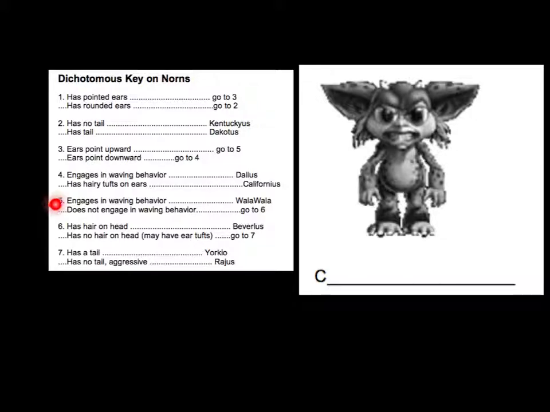Engages in waving behavior, does not engage in waving behavior. Is it waving? Nope. So what step do we go to? Go to 6. Has hair on head, does not have hair on head, but may have ear tufts. May have ear tufts. Okay, go to 7. Okay, good. Has a tail, has no tail. It looks aggressive. Okay. So this one's name is Ragus.